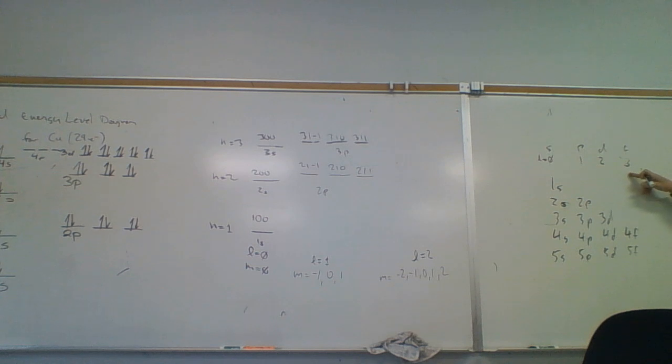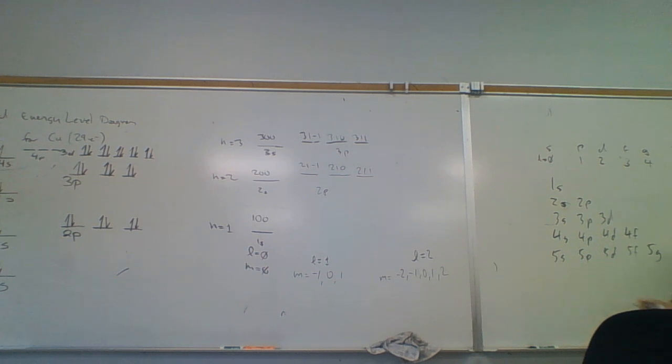And then, if we're n equals 5, then we're allowed a max L of 4. And so what's an L equals 4 orbital, or subshell, called? S, P, D, F, G. So we're allowed up to 5G.